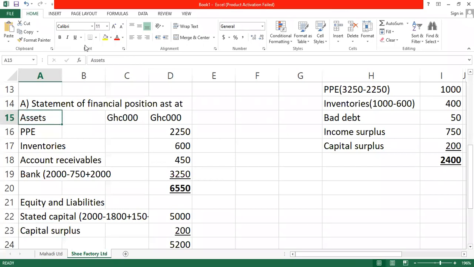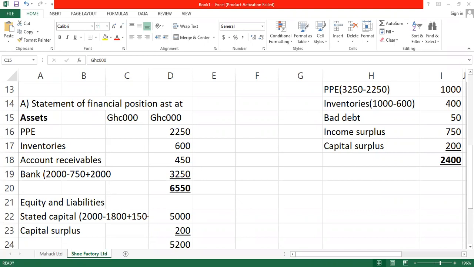Thank you. All right. Sir, please, the statement of financial position. I wanted you to scroll up so that this side, the bank. I don't understand why the 3,150.